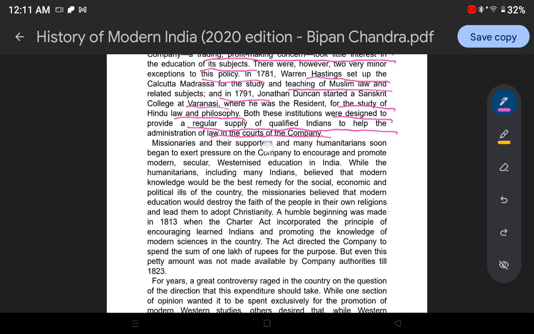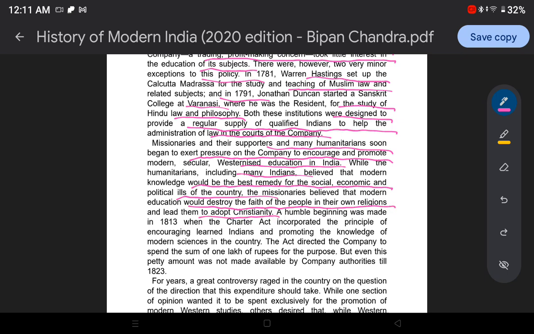Missionaries and their supporters and many humanitarians soon began to exert pressure on the Company to encourage and promote modern, secular, westernized education in India. While the humanitarians, including many Indians, believed that modern knowledge would be the best remedy for the social, economic, and political ills of the country, the missionaries believed that modern education would destroy the faith of the people in their own religions and lead them to adopt Christianity.